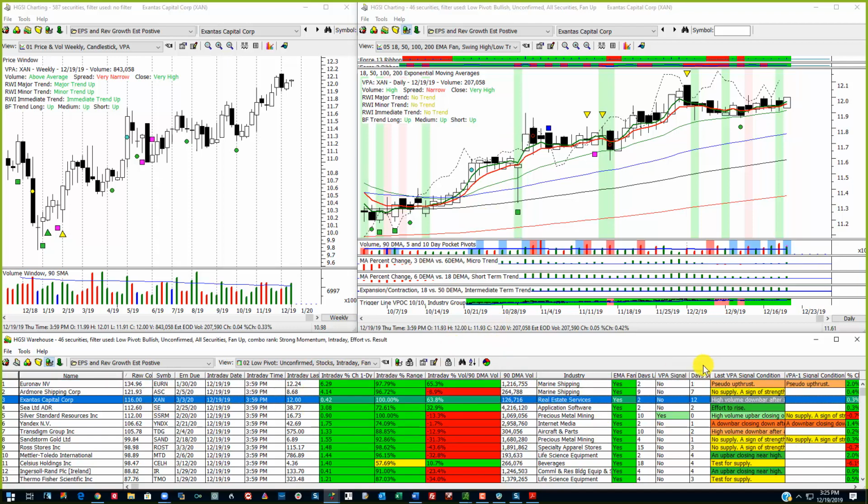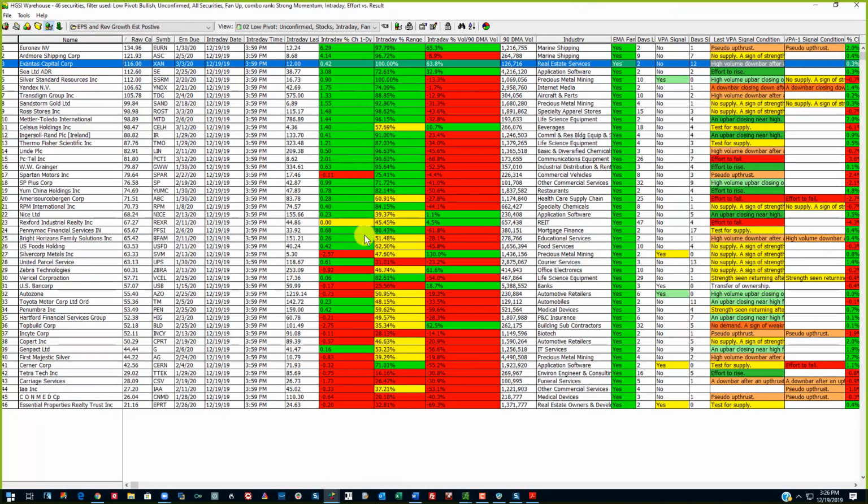Okay, so this is a sort, then there's another sort in there I don't necessarily want to show you, but this lets you get organized, and it's especially effective if you're looking at all securities. So let's get away from the EPS and revenue growth positive, and let me bring it up here. Let's see how many of these were green today. Well, looks like over half. But, you know, you can always find some decent trades any day.